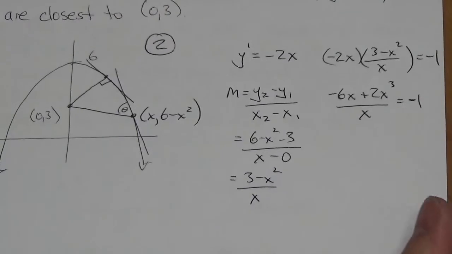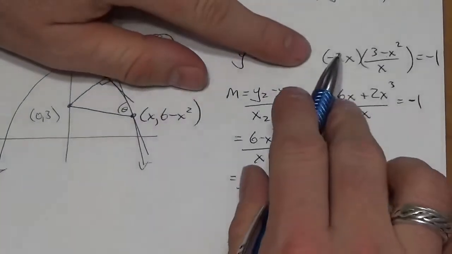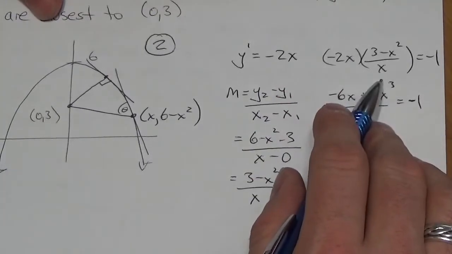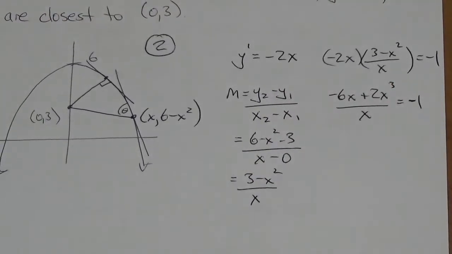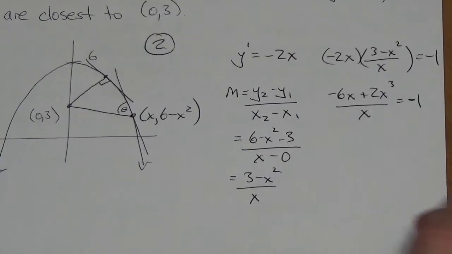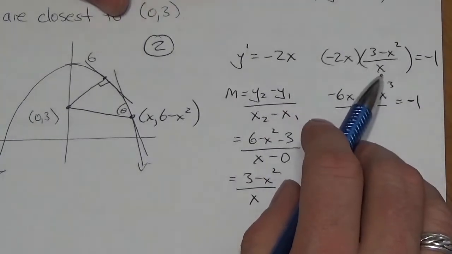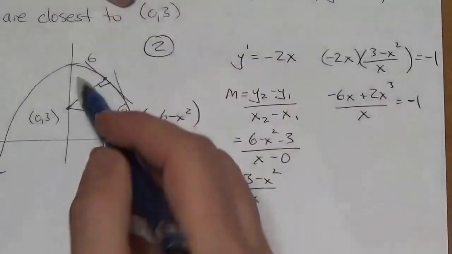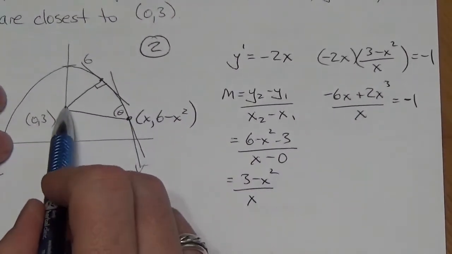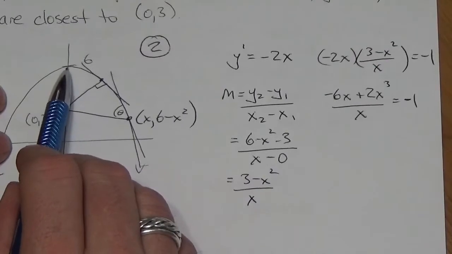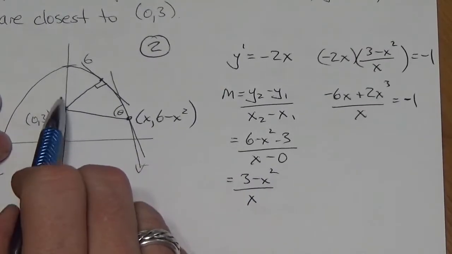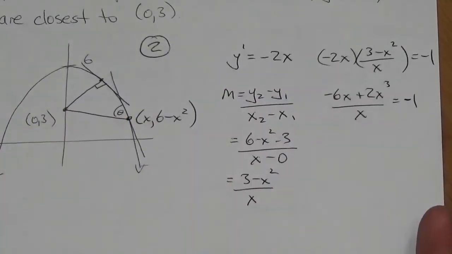Now, the reason why I don't want to necessarily cancel those out is because if I cancel out the x's, I'm actually going to lose a solution here in a little bit. Now, granted, if x is equal to 0, this is undefined. And that makes total sense, because if x is equal to 0, then this point has moved up to the vertex, and the slope of that line segment joining this point to that vertex is undefined. And that makes total sense here.